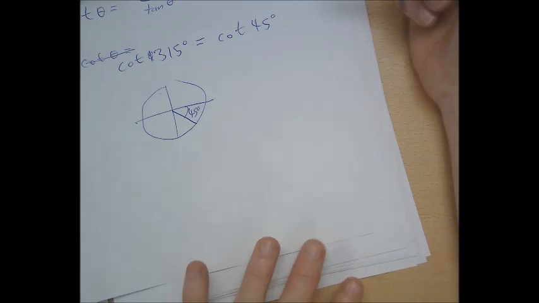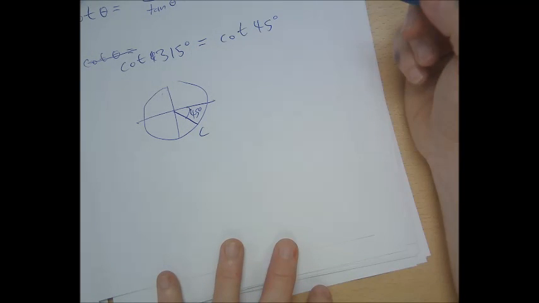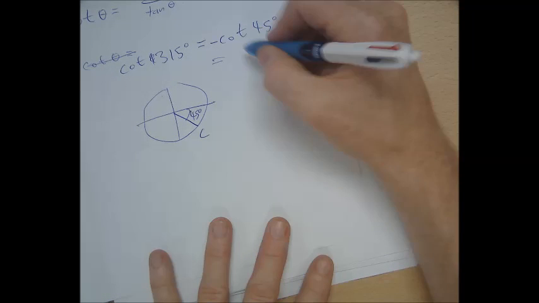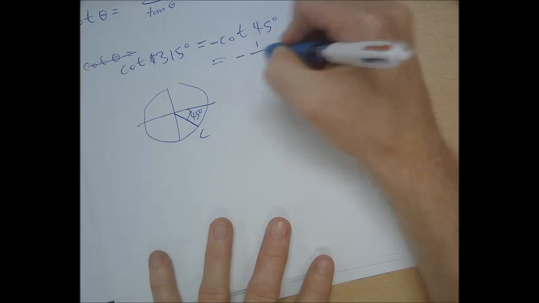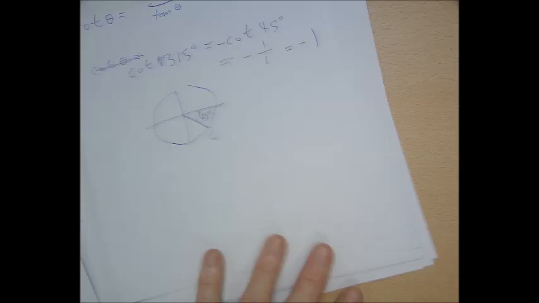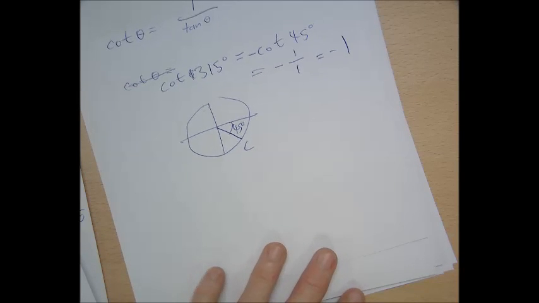But I need to put a negative on, don't I? Because I'm down here where only cos is positive. So, what is my answer for tan 45? It's 1. So my answer is negative 1 over 1, which is negative 1. We good with that? Now, before I just get you to do some practice on this, I just want to tell you one little subtlety.